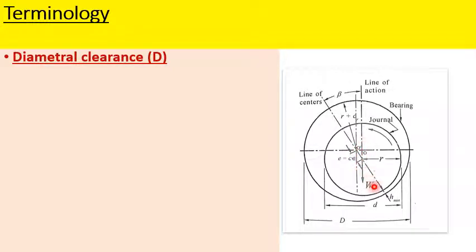So small r is the radius of this journal and capital R is the radius of the bearing, or in other words, small d is the diameter of the journal and capital D is the diameter of the bearing, and this line is called as the line of the centers, wherein the minimum oil film thickness occurs. So we will see one by one.